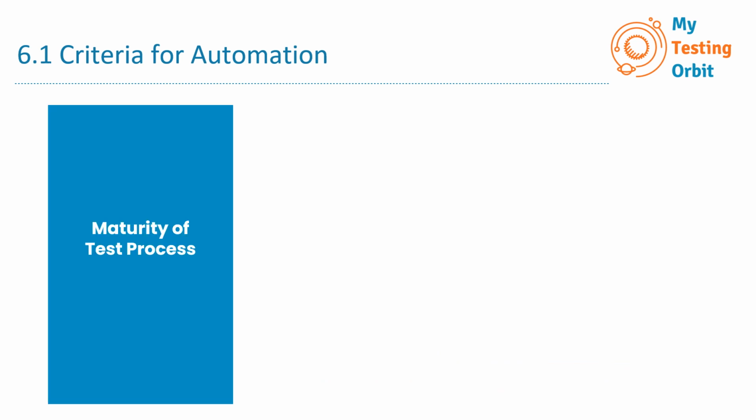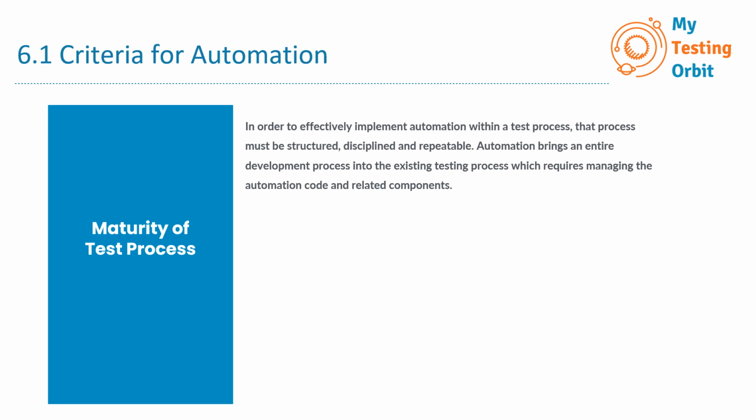Next, we have maturity of test process. In order to effectively implement automation within a test process, that process must be structured, disciplined, and repeatable. Automation brings an entire development process into the existing testing process, which requires managing the automation code and related components. Okay, now to understand it better, let's consider an example of a well-organized kitchen.